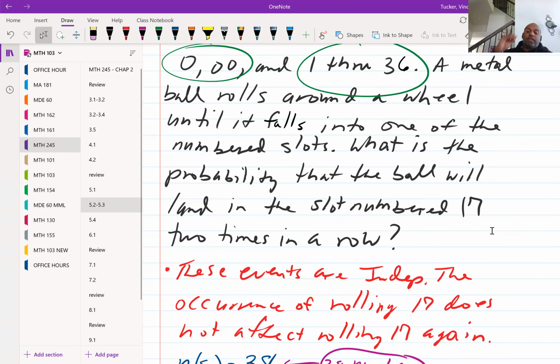So first thing we need to do is establish: are these events independent? They are, because the occurrence of rolling a 17 does not affect the occurrence of rolling 17 again. They just take your ball out and roll it again. It's not like they roll a 17, and then block out what you hit so you can't hit that again. They don't alter the wheel, so the ability to roll 17 2 times in a row does not change.